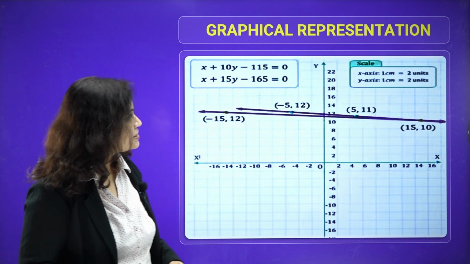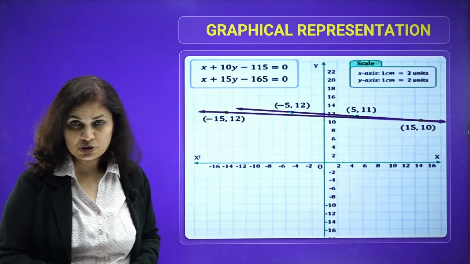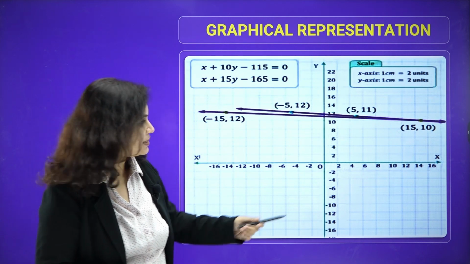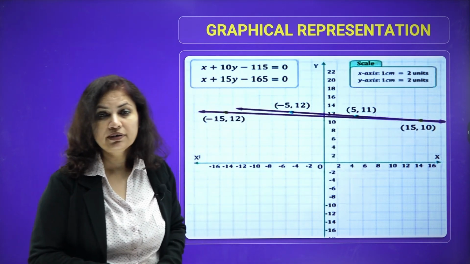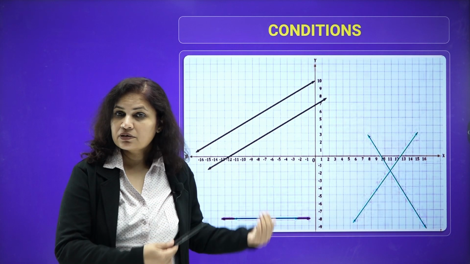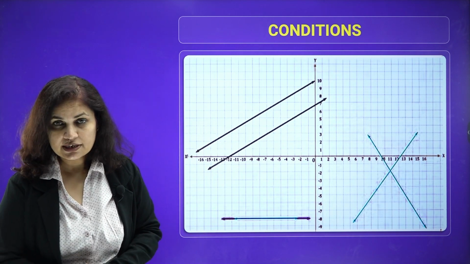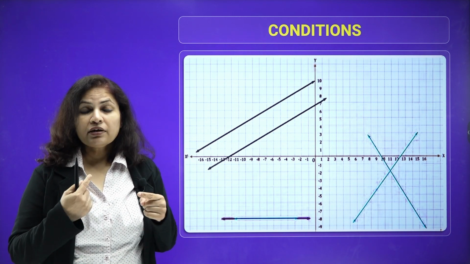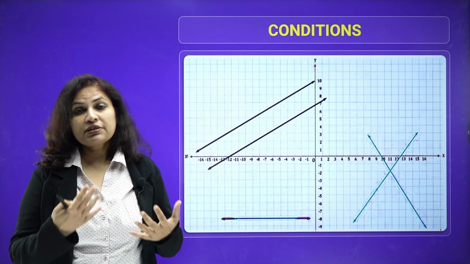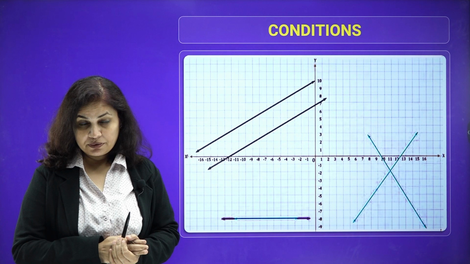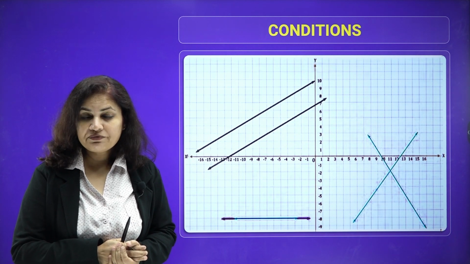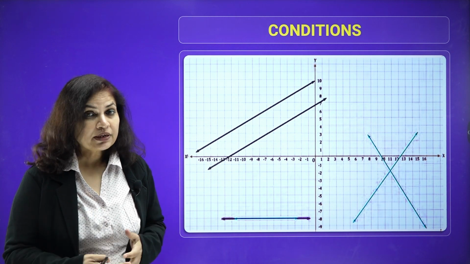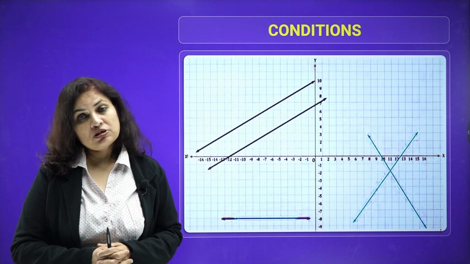Now, if I represent the same situation graphically, I can see two straight lines and both of them intersect at the point 15, 10. We dealt with two linear equations, and when they were represented graphically, they intersected at a point. But it is not necessary that every time two lines will intersect at a point. There may be different conditions, and what are the possible conditions?